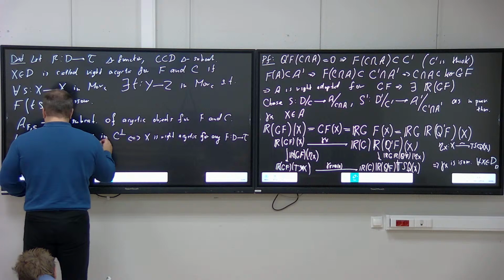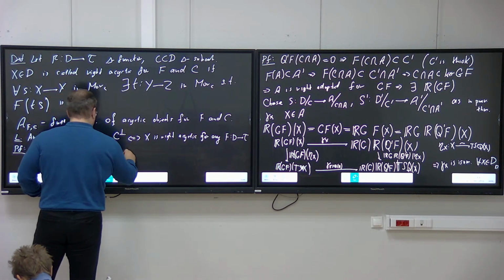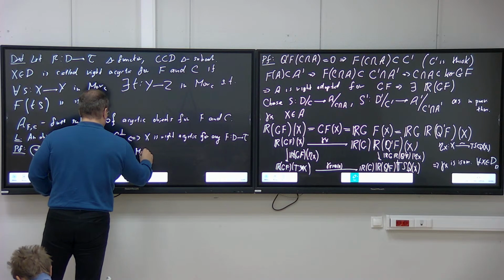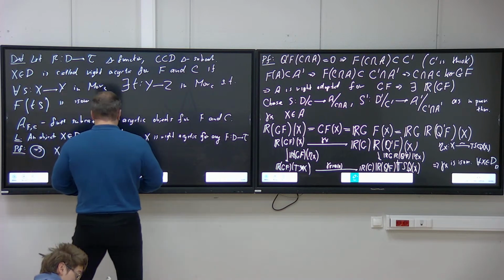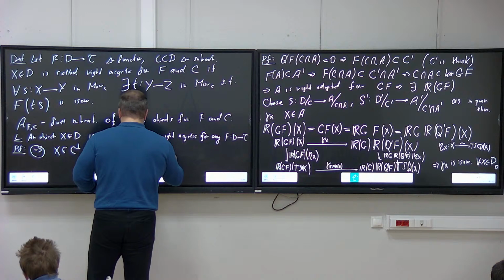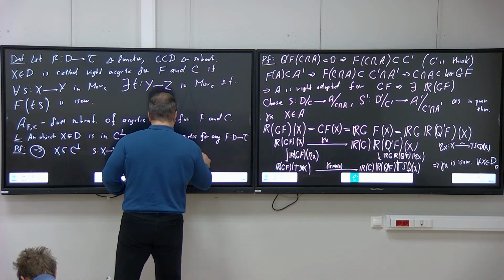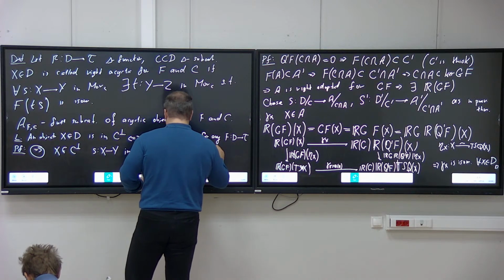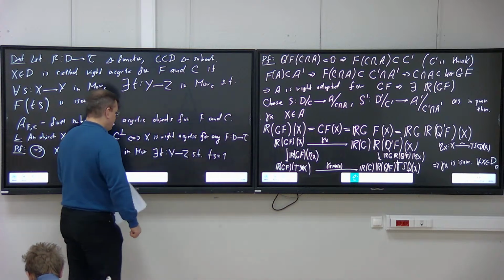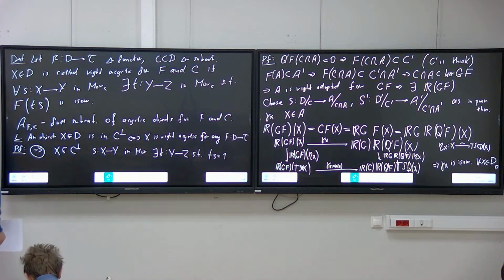Right, so for a map S from X to Y in Mor C, there is a map T from Y to Z such that the composition is actually equal to 1.